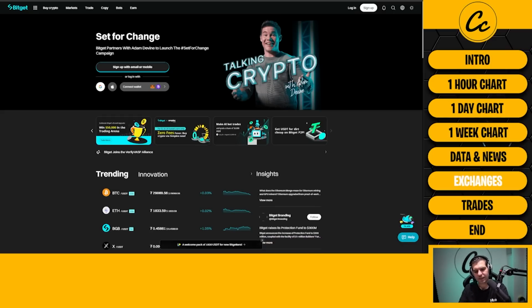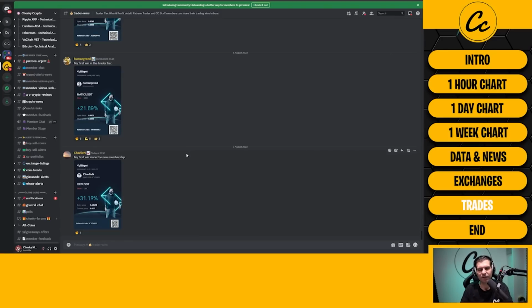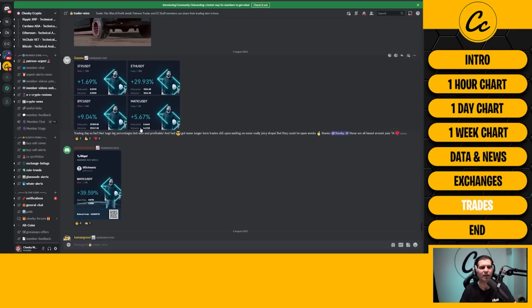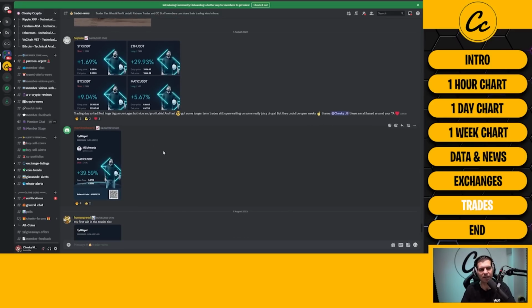Now, taking a look at some of the trades that we do and have been really quite successful with recently. We've been trading Matic quite a lot. We've traded Cardano a little, but not as much as Matic. Matic's been in some really good structures at the moment. And as you can see, we've got some really good trade slips in our Discord server that are getting shared by our community.